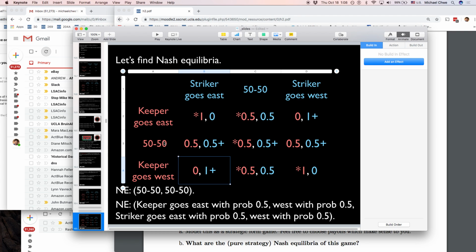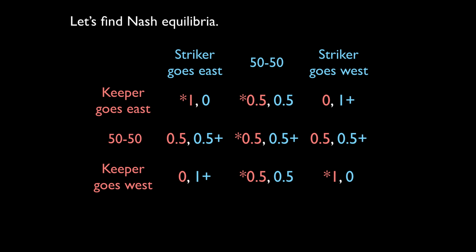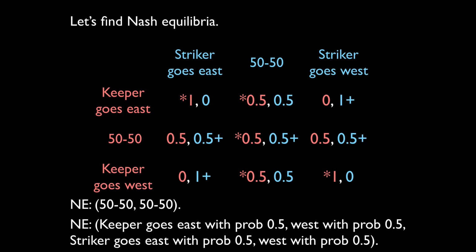Okay. So, do I have a Nash equilibrium? Yeah, it turns out I do. This one right here. Okay. So, when I added my new strategies, the 50-50 strategies, I was able to find this Nash equilibrium, where both people do 50-50. If I were to write it as a sentence, it looks like this. In the Nash equilibrium, the keeper goes east with probability 0.5, west with probability 0.5. The striker goes east with probability 0.5, west with probability 0.5.